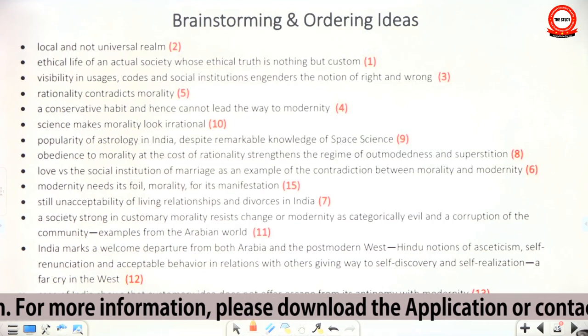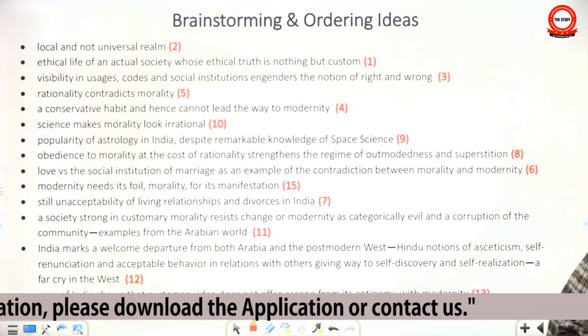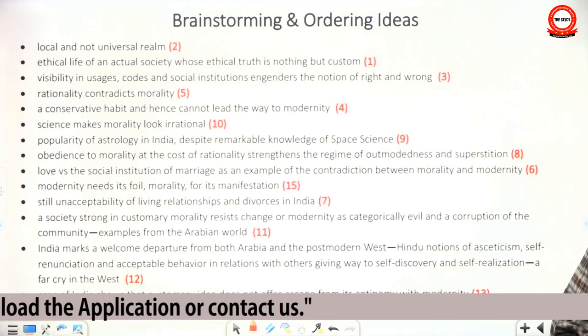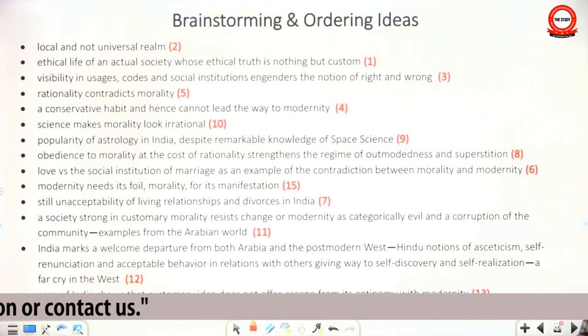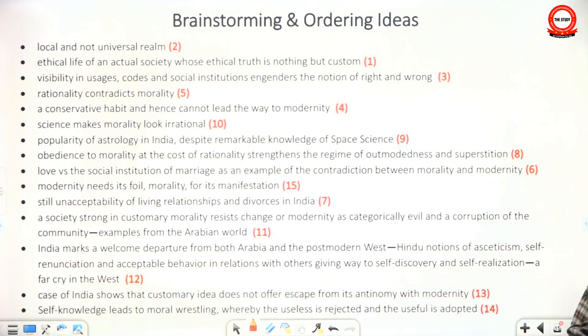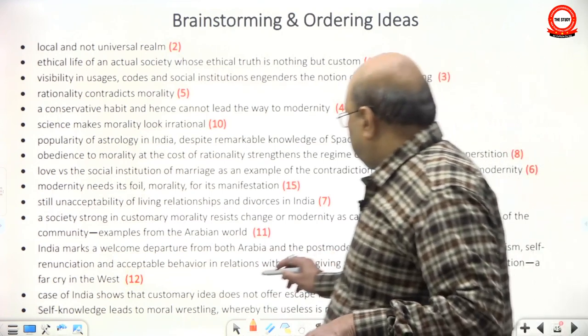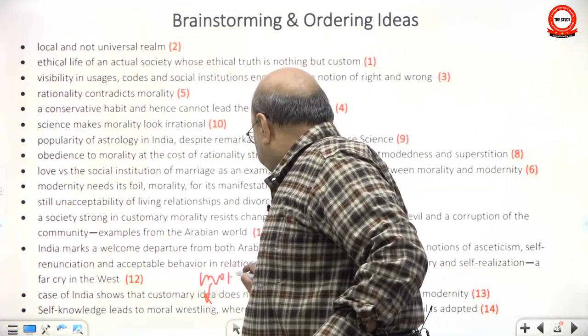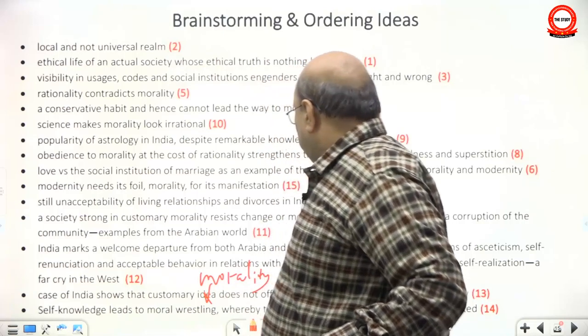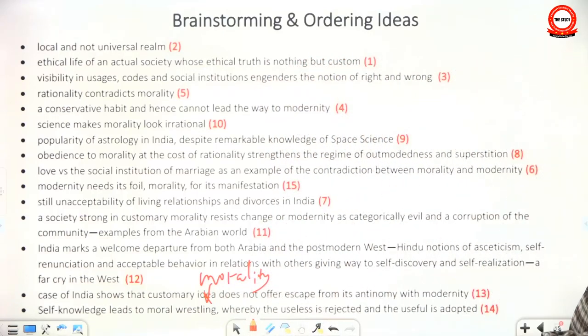A society strong in customary morality resists change or modernity as categorical evil and corruption of the community. Examples from the Arabian world. India marks a welcome departure from both Arabia and the postmodern West. Hindu notions of asceticism, self-renunciation and acceptable behavior in relations with others giving way to self-discovery and self-realization. These things are a far cry in the West. Case of India shows that customary morality does not offer escape from its antinomy with modernity.